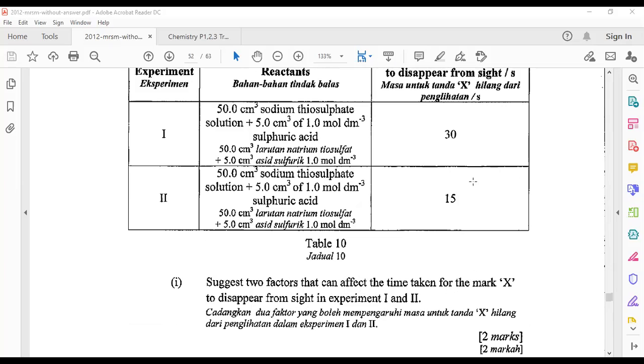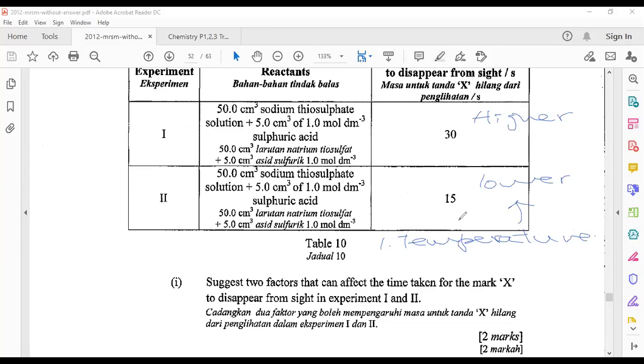Now, if you want them to be of different rate of reaction, the factors that you can talk about in this condition will be, number 1, the temperature. Meaning we are going to put set 1, experiment 1, higher in temperature, and for set 2, lower in temperature, if we are talking about temperature.